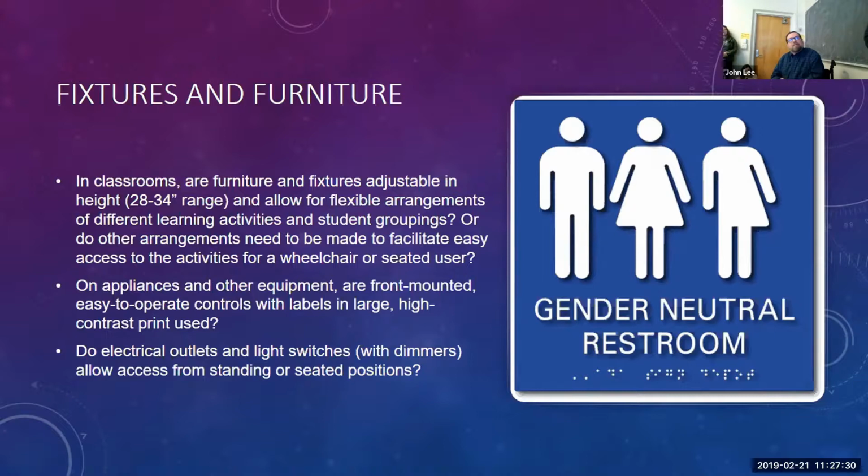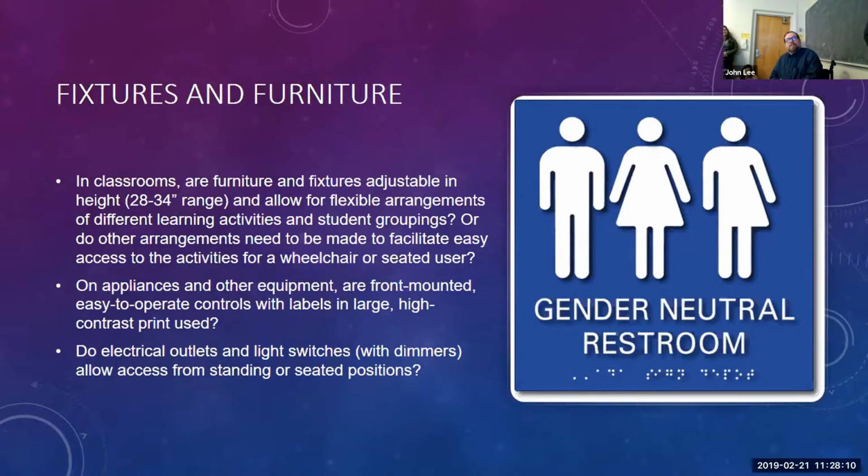On appliances and other equipment, are front-mounted, easy-to-operate controls with labels and large high-contrast print used? This is an important one from both a reach standpoint and a reading standpoint. Anything front-mounted, you see that now with a lot of stoves and so forth, is much easier to use. Electrical outlets and light switches with dimmers allow access from seated or standing positions. A lot of these outlets here are pretty good height. Even if you have to use an extension cord or a surge protector, if it's a professor, put it somewhere where they can plug things in easily, which is preferred.